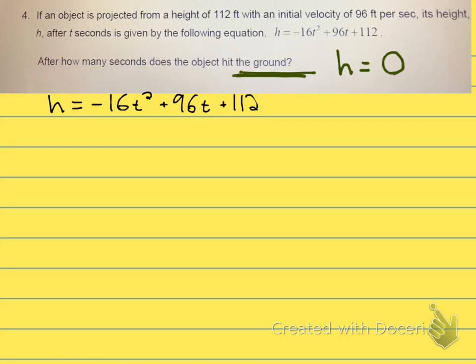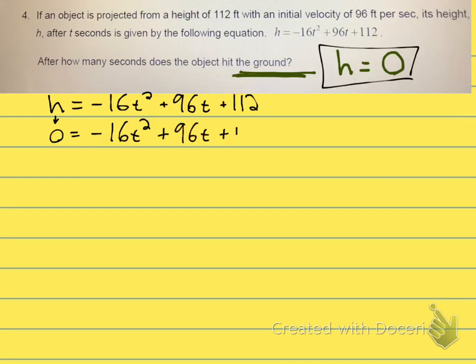All right, now I know that height equals 0. So right here, I'm gonna plug in a 0. 0 equals negative 16t squared plus 96t plus 112. I have an equation. It's got an equal sign. Guess what kind of equation it is? Quadratic equation. Got to go back and find the steps for solving a quadratic equation.